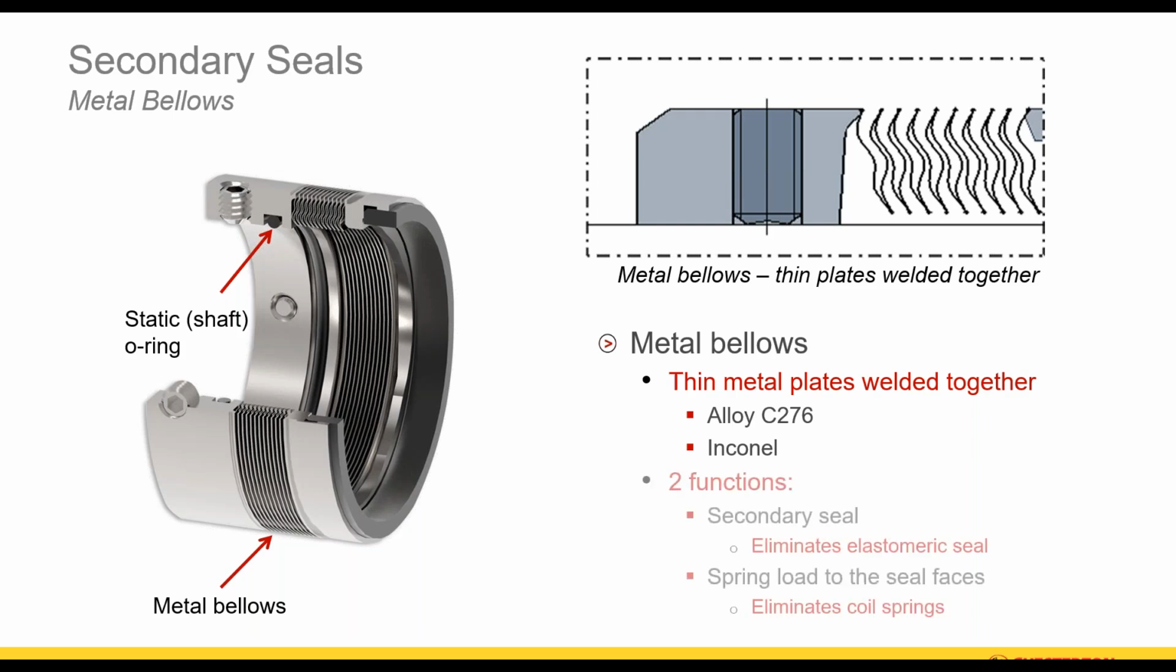And again, as I said, that bellows has two functions. One, it's a secondary seal. It eliminates elastomeric seals in that dynamic interface, but it's also the spring load that loads the faces together, but still functionally the same as what we're seeing in any of the seals we're talking about.